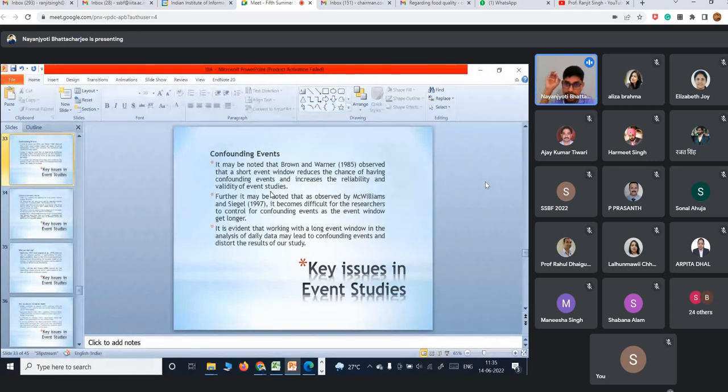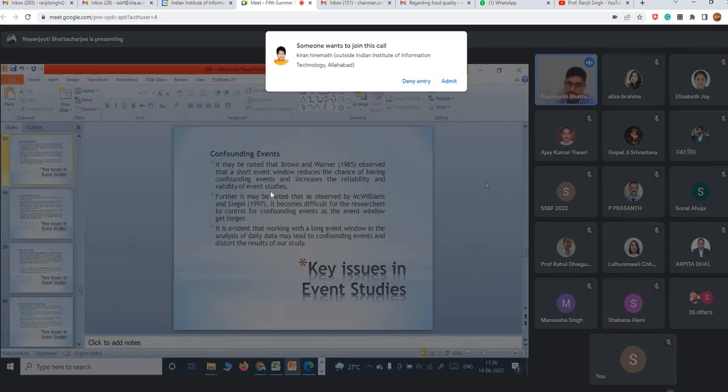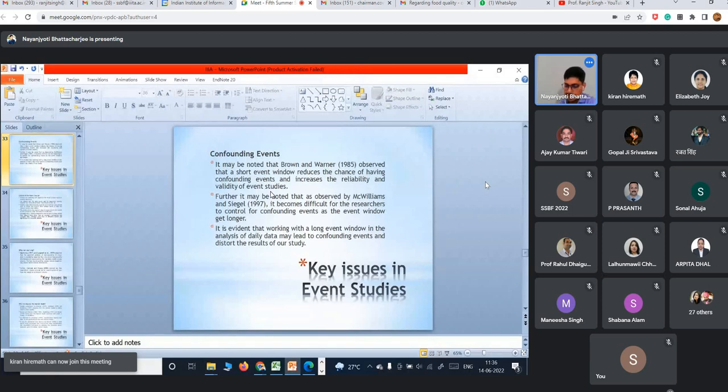Further, as observed by McWilliams and Siegel, it becomes difficult for researchers to control for confounding events as the event window gets longer. As one would understand, if you increase the length of the event window, you will have confounding events popping up every now and then. Working with longer event windows in the analysis of daily data can lead to confounding events and distort the results of the study. So Brown and Warner, Sprenger, and Antler and Frank all emphasize going with shorter windows if you're working with daily data, to come up with more reliable inferences about the nature of market reaction associated with the particular news flow that you are interested in.